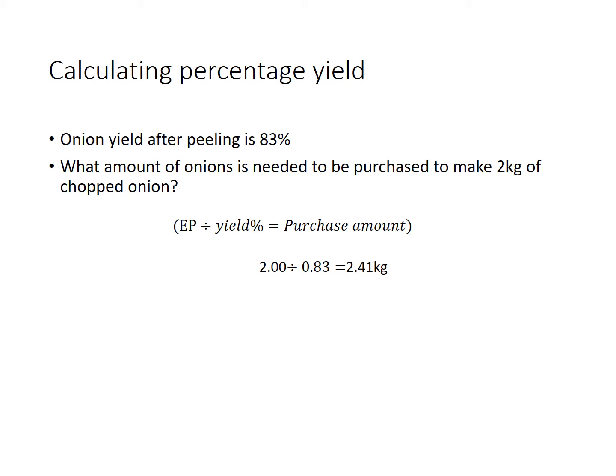So to make up 2 kilos, we would divide 2 by the percentage yield, which is 83%, which would equal 2.41 kilos. So even though we require 2 kilos, because of the edible portion percentage yield, we would actually need 2.41 kilos of onions. So after we peel it, we would get 2 kilos. I'm sure that makes sense to you.